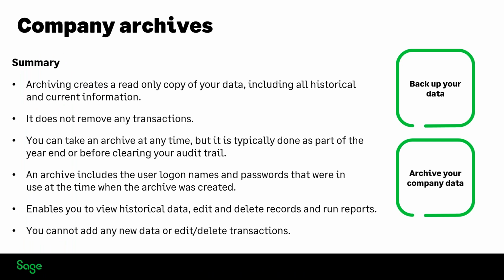So just to quickly summarize what we covered today. Again, I sound like a broken record at times here. Archiving does create that read-only copy of your data. It's all of your information, and it doesn't remove anything. You can archive prior to running your month end as part of your year end, which is probably the most common, but you can do it at any time. If you're partway through your financial year and you think, right, we're going to clear out all of the older information, take an archive just before you start removing information. You can do that at any time: Tools, Period End, Company Archive.